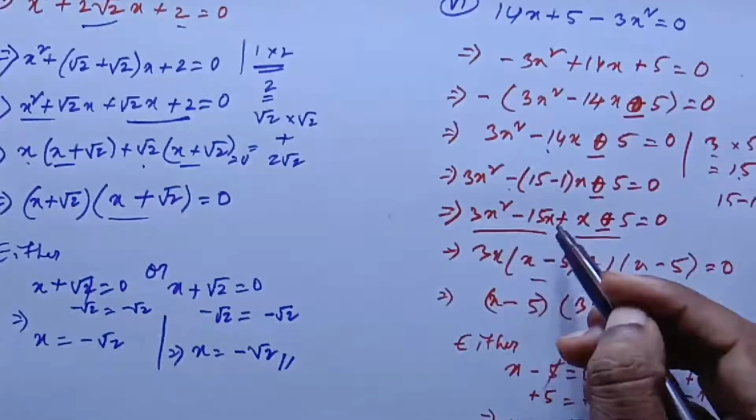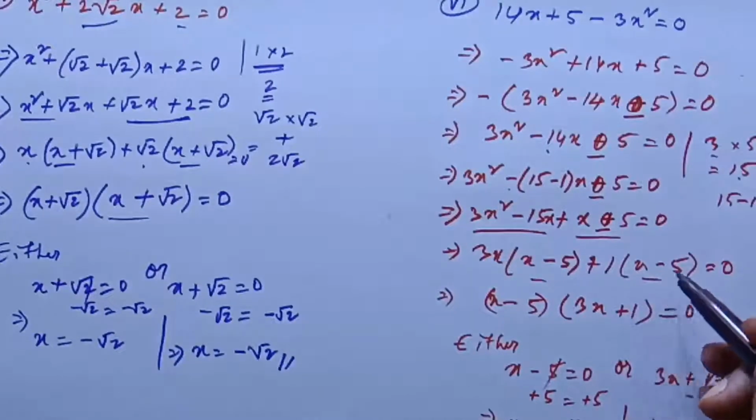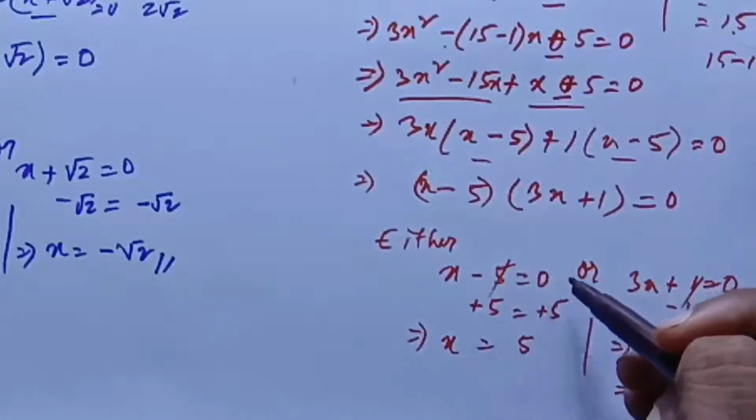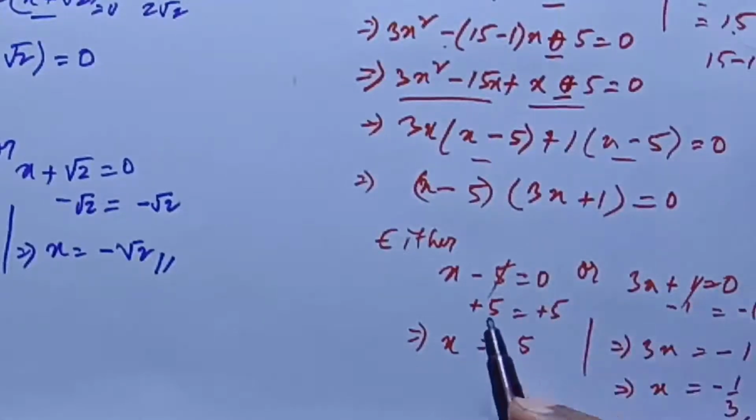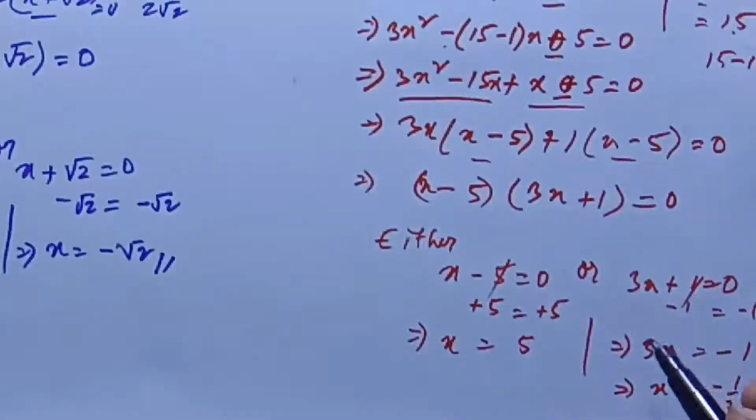So we take common from these two as 3x, x minus 5 left, and from these two we take 1 common, x minus 5. So (x minus 5)(3x plus 1), either x minus 5 is equal to 0. We write the opposite sign of minus as plus 5 on both sides, then we can cancel, x equal to 5, and 3x plus 1 equal to 0. Minus sign of plus 1 is minus 1. We write both sides, we can cancel this, so 3x is equal to minus 1, so x equal to minus 1 by 3.